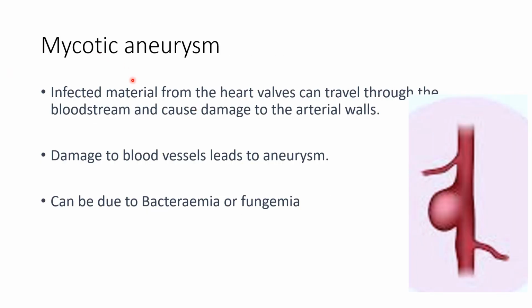So as I mentioned previously, there can be a vascular phenomenon called mycotic aneurysm, meaning this infected material from the heart valves can get dislodged and form an emboli, right? They can travel through the bloodstream and cause damage to the arterial wall. So imagine this is a blood vessel. Your emboli got dislodged, a part of this bacteria is moving like this and gets attached to a vessel wall and it will start causing weakness of the vessel wall. The vessel wall will start bulging, which we call aneurysm. So damage to blood vessel will lead to aneurysm, and this is mostly due to bacteremia or fungemia. Anytime this aneurysm can rupture easily because the vessel wall is very thinned out.